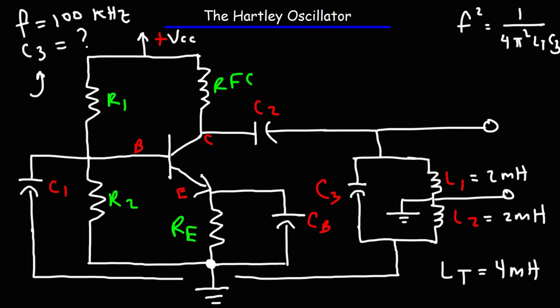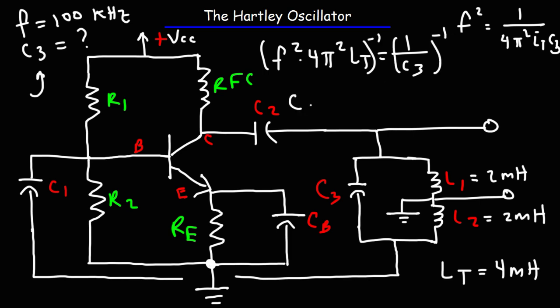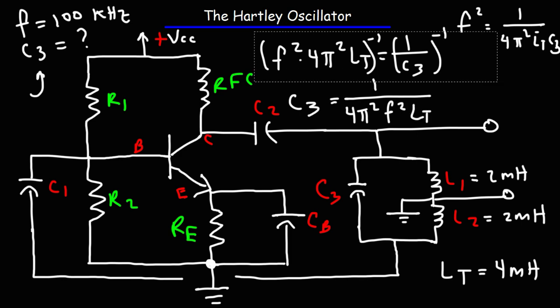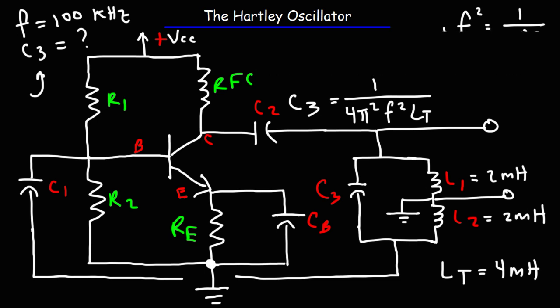So what I'm going to do now is multiply both sides by 4 pi squared times LT. So you get F squared times 4 pi squared LT is equal to 1 over C3. Then raising both sides to the minus 1, you get that C3 is equal to 1 over 4 pi squared F squared times LT. So once you set your inductance value and you know the frequency that you want the circuit to operate at, you could use that formula to calculate the desired value of C3.